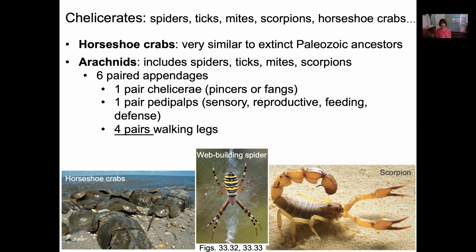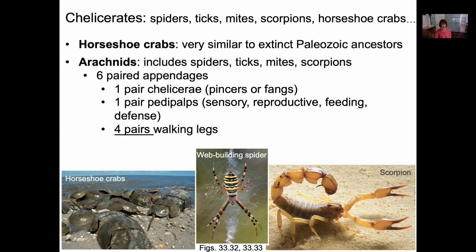And so arachnids are characterized by having 6 paired appendages, and these are characteristics that you should remember. So one of these pairs are chelicerae, and this is where the group chelicerates gets its name from, and these are specialized as pincers or fangs. You can't really see them here. Well, I guess you could see them a little bit here on either the scorpion or the spider.